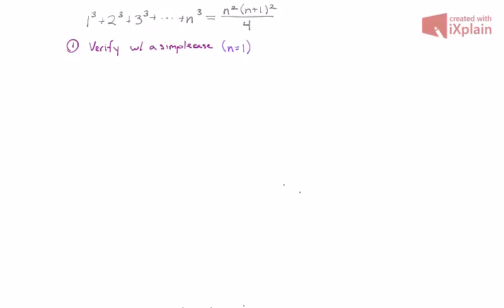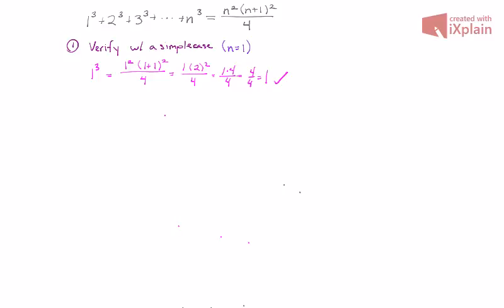So when we verify this case, we'll have the following. Well, 1 cubed would be equal to, instead of n, I'm going to put 1 in its place: 1 squared times the quantity of 1 plus 1 squared all over 4. This is equal to 1 times 2 squared over 4, which is equal to 1 times 4 over 4, which is equal to 4 over 4, which equals 1. So that's true. Once you verify the simple case first, then you can move forward.